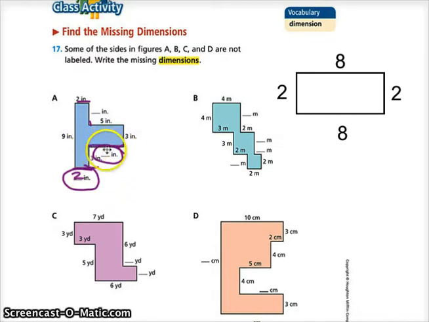For this side, I also know that this makes a rectangle right here. So this side and this side are congruent, which makes this a 5. And that leaves me with this side to figure out. So I know that the whole thing is 9. I know that this chunk is 3 and this chunk is 3 because these two sides are congruent. So that's 3 and 6. So to make 9, I know 6 plus 3 equals 9. So that means this side must be 3 inches as well.